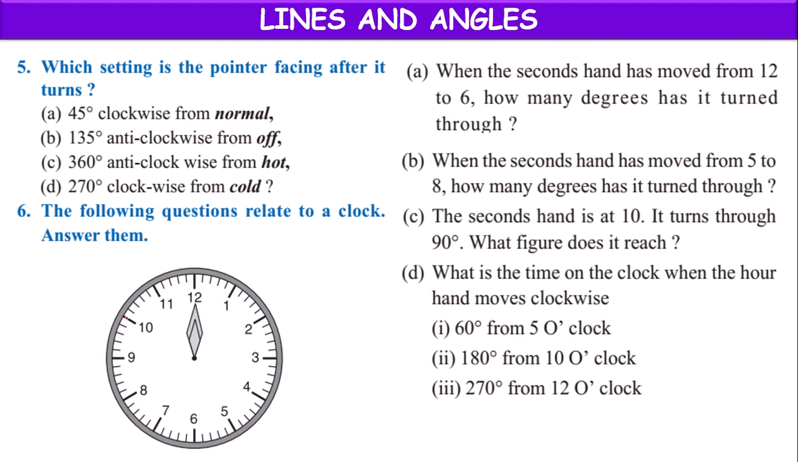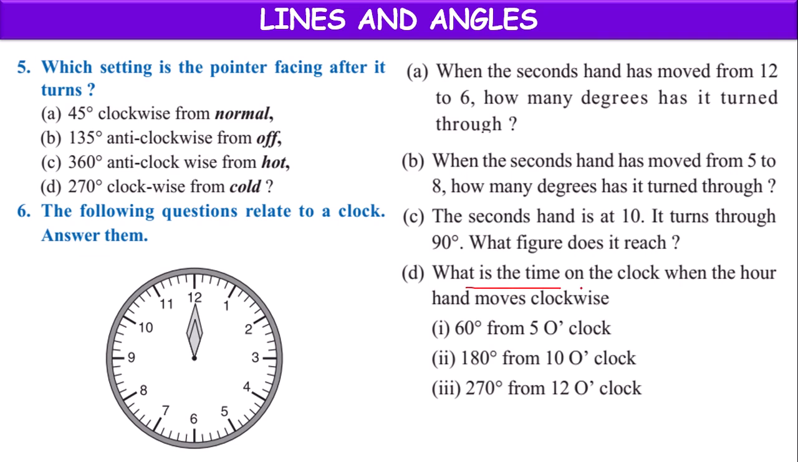Next, the second hand is at 10. It turns through 90 degrees. What figure does it reach? That means what digit does it reach? It is at 10. Direction they have not mentioned, so we have to take it as clockwise. It has moved 30 degrees, 60 degrees, 90 degrees. After moving 90 degrees, it will be at 1.